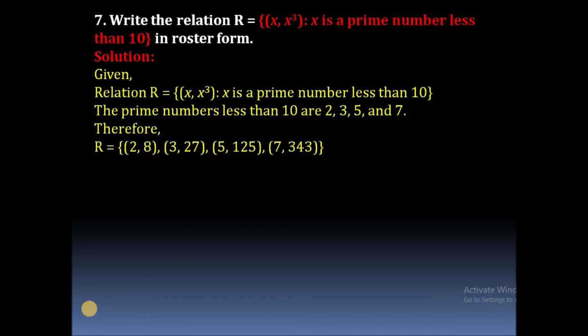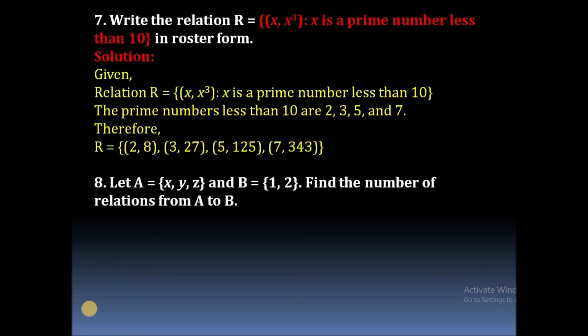Therefore रिलेशन देखते हैं. अगर हम स्मॉलेस्ट प्राइम नंबर 2 को लेंगे x की जगह पे, 2, cube of 2 which is 8. Next is 3, cube of 3 which is 27. Similarly we will get (5, 125), (7, 343). So this is the roster form. Now next question number 8.